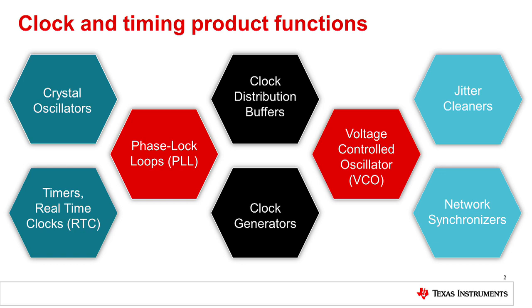The phase lock loop and VCO functions shown in red are core building blocks used in a variety of the clocking solutions. These PLL and VCO functions and key performance parameters are discussed in additional Precision Labs training modules.